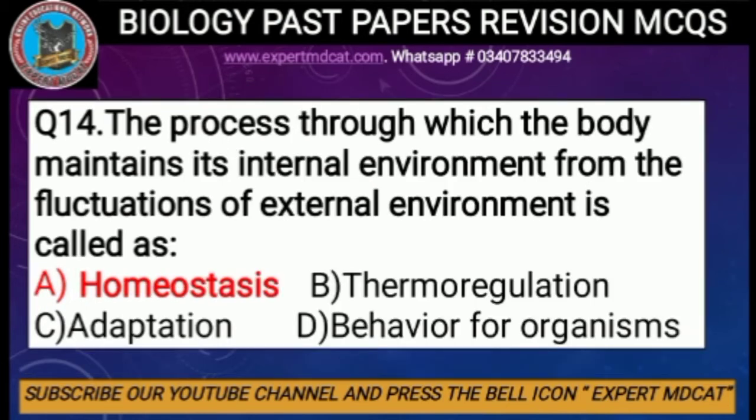So question number 14 is: the process through which the body maintains its internal environment from the fluctuations of external environment is called as. It's so simple, and the answer is homeostasis. That is the basic definition of homeostasis. So the correct option is A, that is homeostasis.